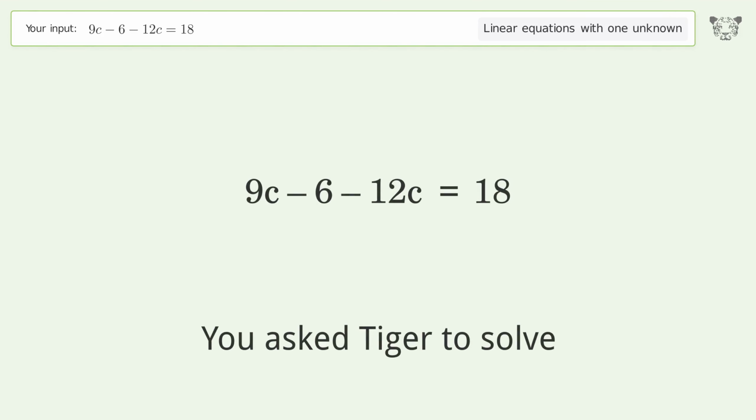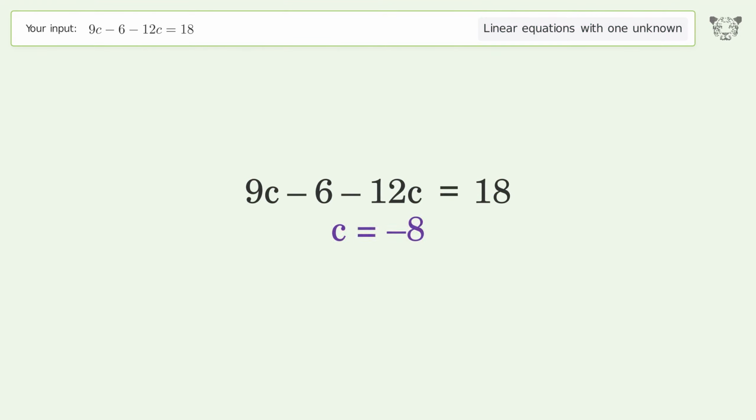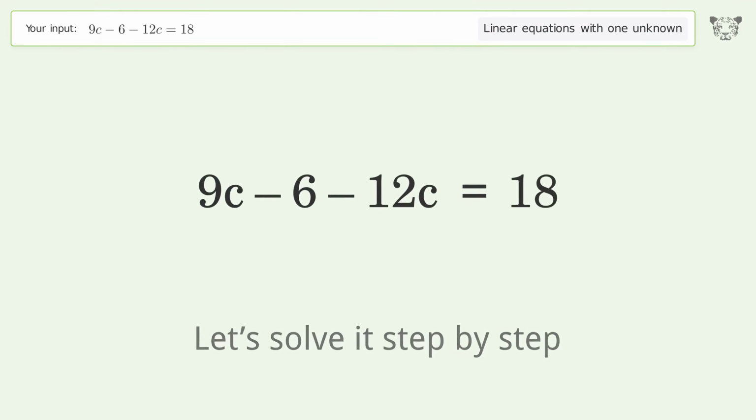You asked Tiger to solve this. This deals with linear equations with one unknown. The final result is c equals -8. Let's solve it step by step.